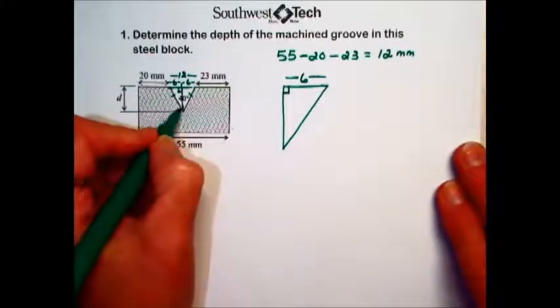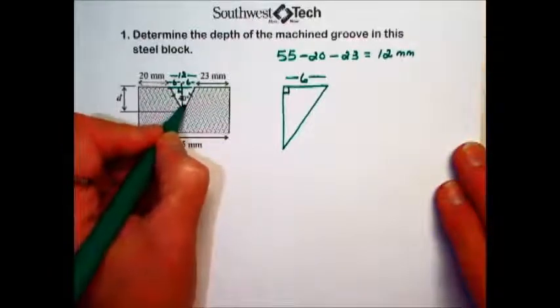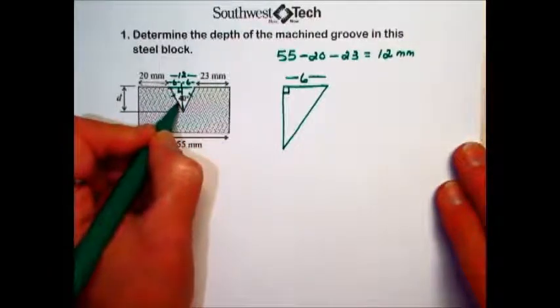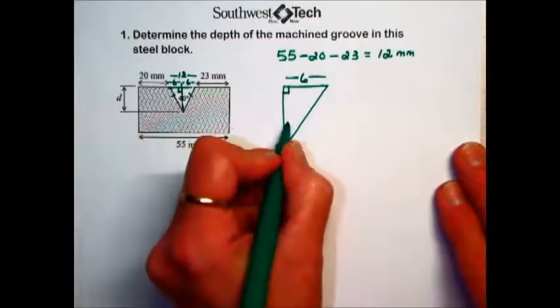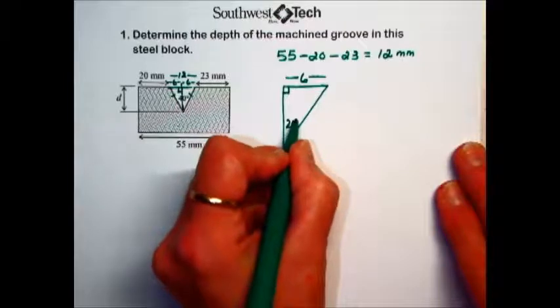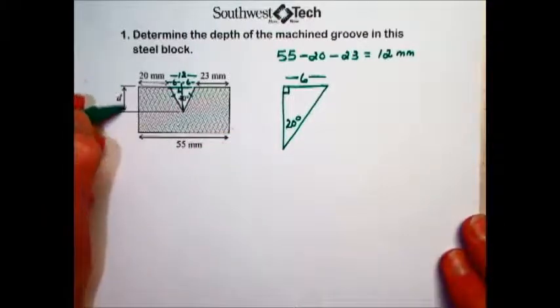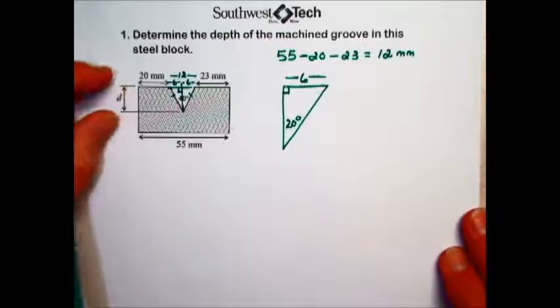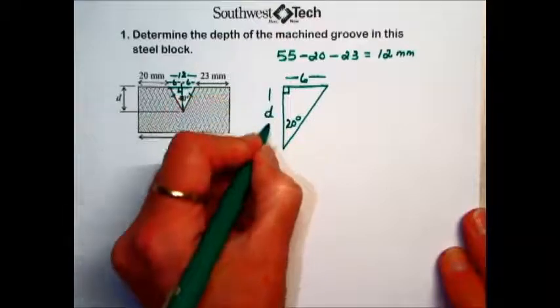The altitude drawn in an isosceles triangle bisects the angle, so the original groove angle was 40 degrees. Half of that would mean we have an acute angle of 20 degrees. And our challenge is to determine the depth, which would be the length of this altitude that we drew.